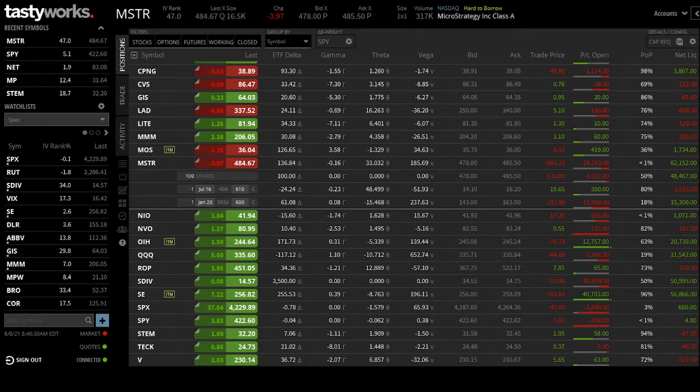Anyway, I wanted to go over some of the choices that you have if you ever get assigned on a put option on Tastyworks if you're on portfolio margin.